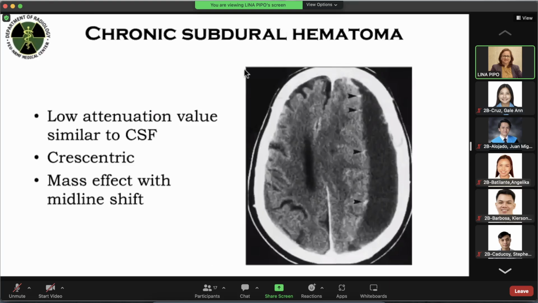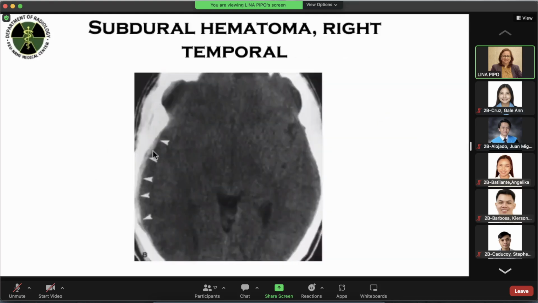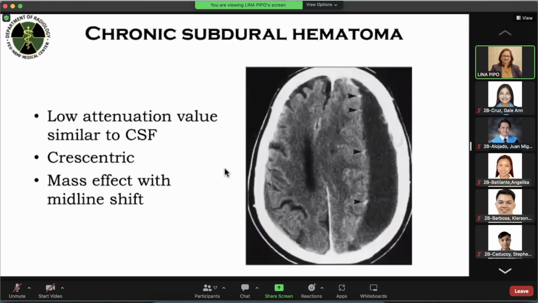Then this one is a chronic subdural. This is how your chronic hematoma looks like in your CT scan. It becomes darker, because your acute fresh blood has high attenuation. In chronic, it has low attenuation value, similar to CSF. But it also has crescent shape, and it has mass effect with midline shift, because there is pushing to the contralateral side. So this is your chronic subdural hematoma in your CT scan.